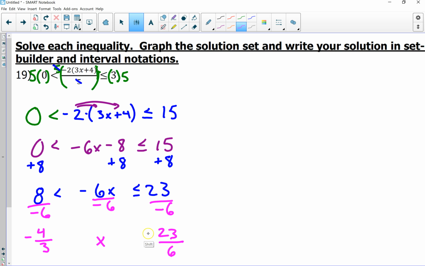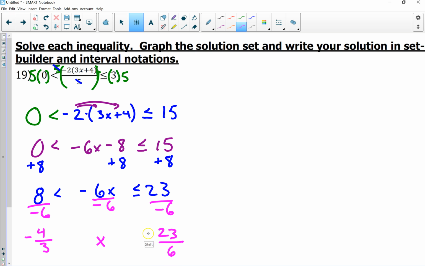So when I flip those inequality symbols, the natural ordering of having the least value on the left of your inequality and the greatest on the right got all mixed up. So how do I fix that? Well, I can go ahead and rearrange this inequality. I'm going to put the -23/6 on the left, because that's the lesser number compared to -4/3. And my x is still in the middle.